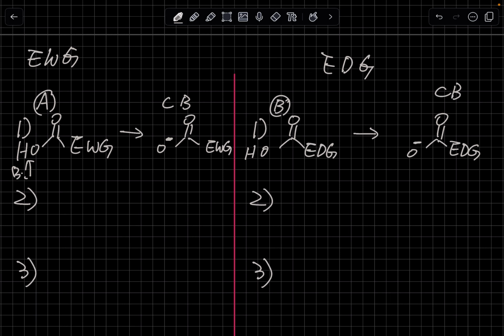So which one? Let's look at this. This is O negative, right? Do you think the electron withdrawing group is going to provide more stability, or the electron donating group? I'll give you 2 seconds to think about this.